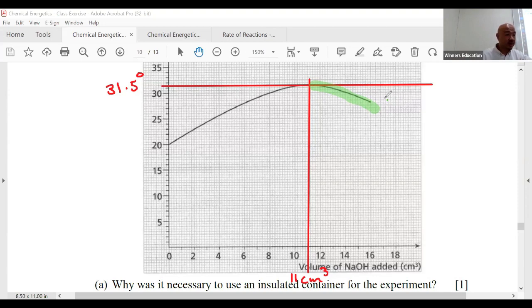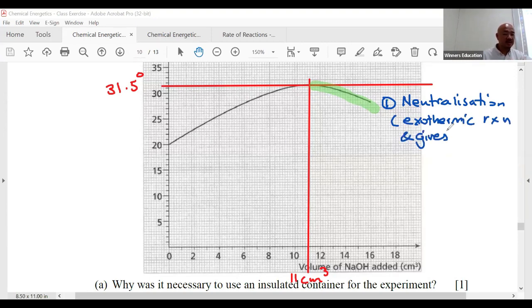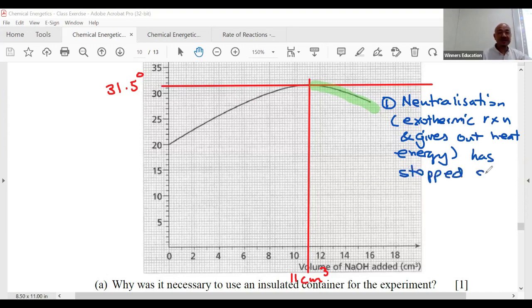I think there are two points to it. Number one, the neutralization reaction has stopped. Neutralization gives out heat energy. I write a bit of words here to help you recap, which is an exothermic reaction, which gives out heat energy. The bracket is not part of your answer, not necessary. Exothermic reaction gives out heat energy. Why has the neutralization stopped? Let's be a bit more precise. Since who has been used up?